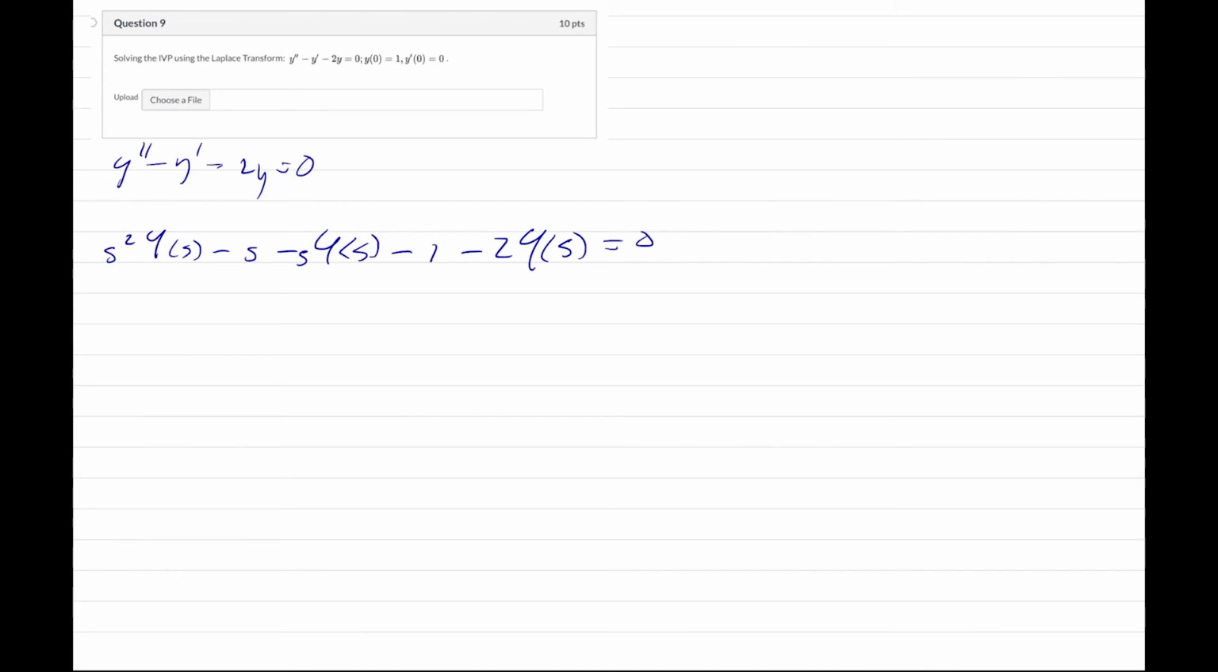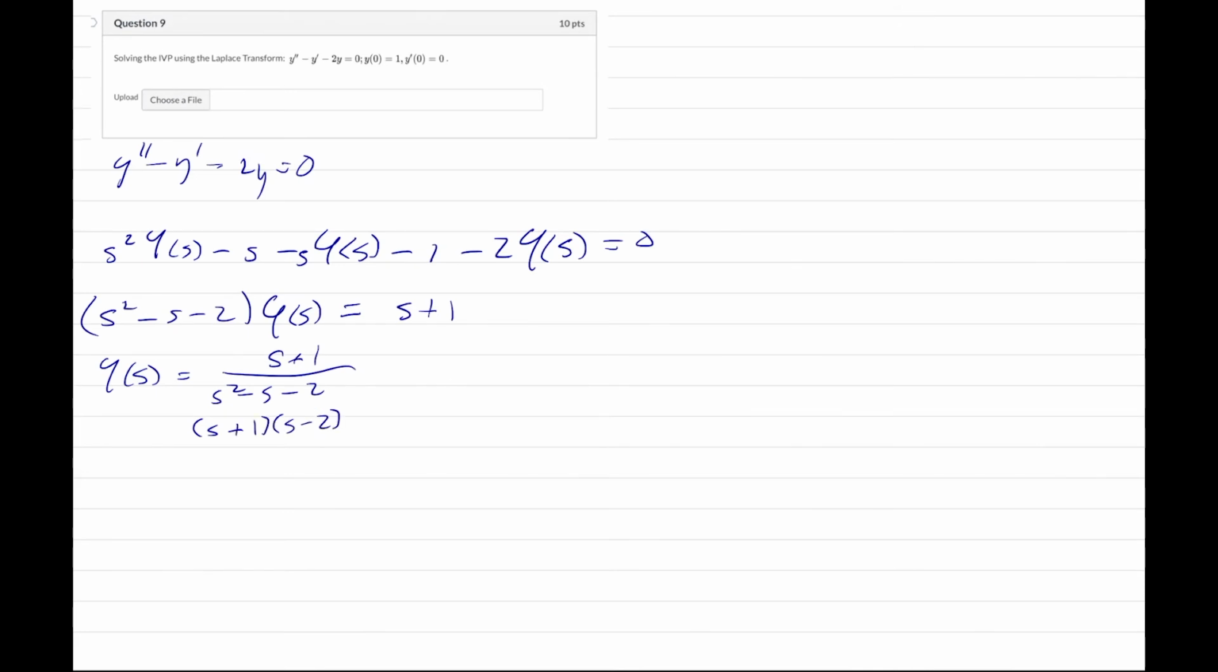Okay, so we're going to have s squared minus s minus 2, and this times Y of s is equal to s plus 1. All right, so we have Y of s is equal to s plus 1 divided by s squared minus s minus 2. And does that factor? Yes, indeed it does. It factors as s plus 1 times s minus 2. Okay, so now we use partial fraction decomposition. So a over s plus 1 plus b over s minus 2.